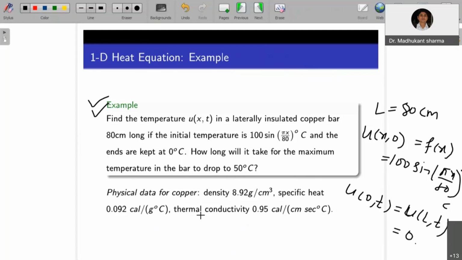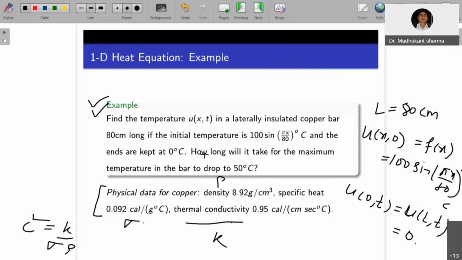Now for the solution, if you look back, you have all the coefficients here, all the required data: density, specific heat, thermal conductivity is K. Density is rho, specific heat here is sigma, K by sigma rho. You can find out the diffusivity, c square constant, K by sigma rho. So that can be determined from this data.